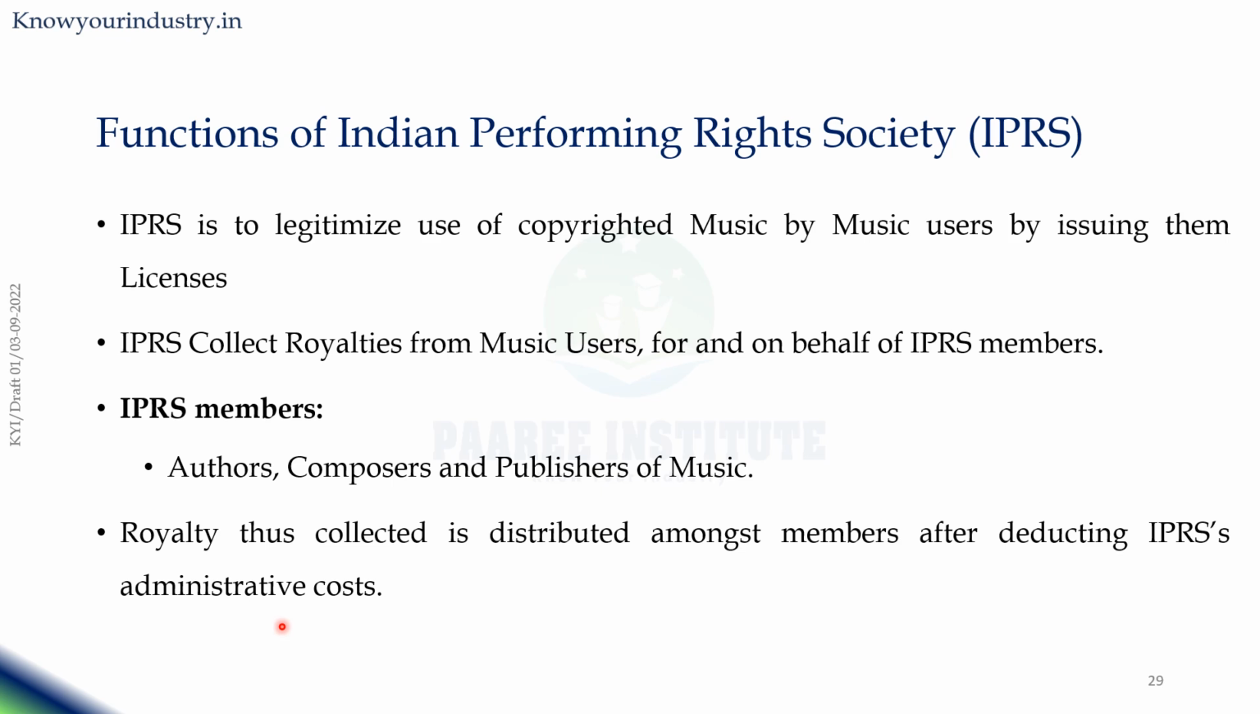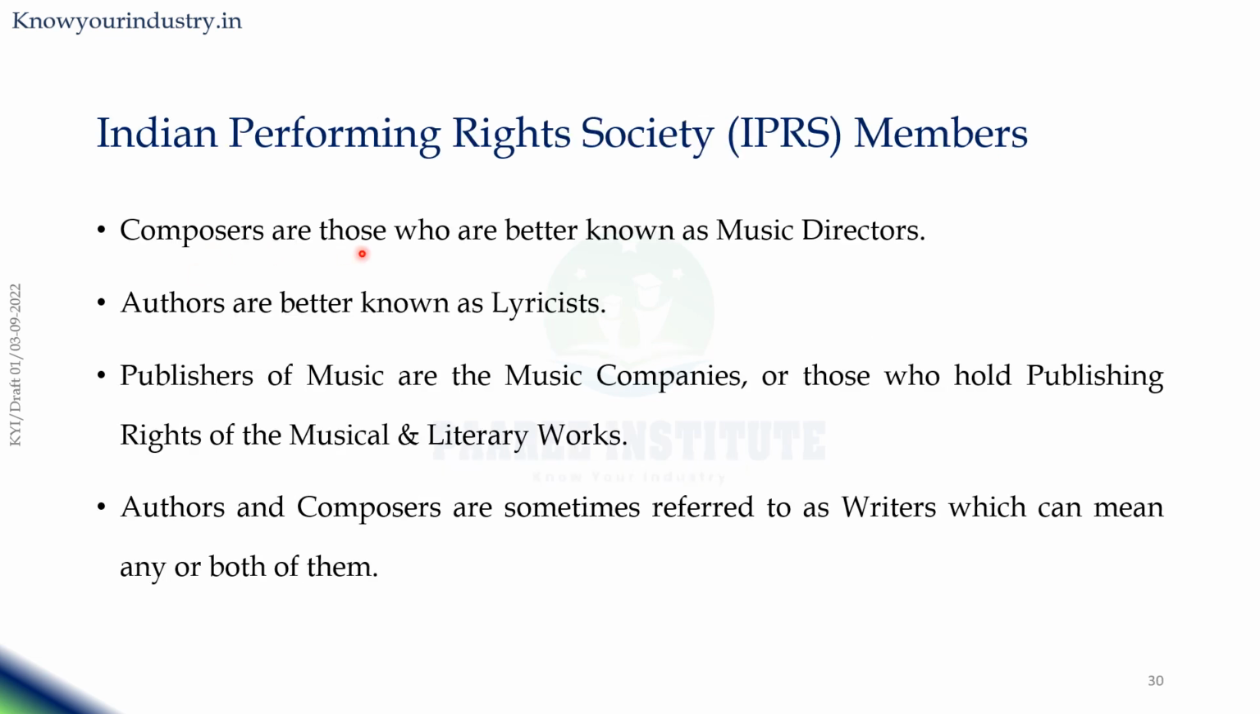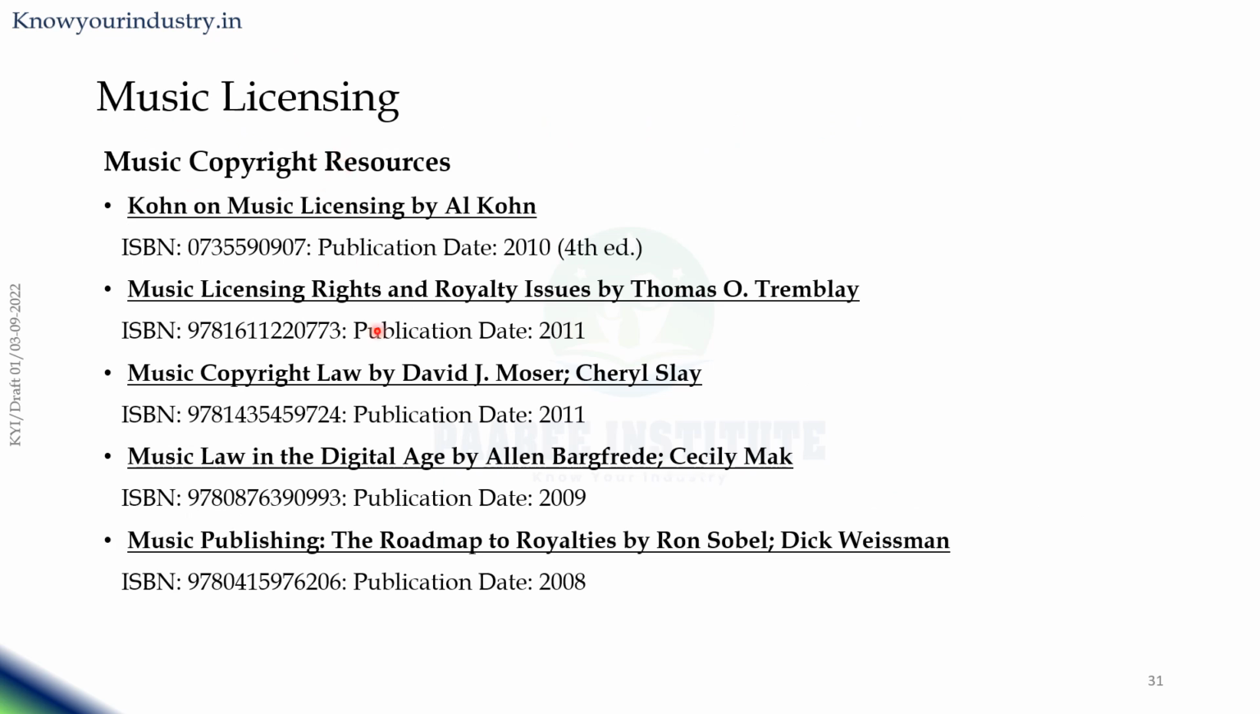Now we need to understand who are authors, who are composers, and who are the publishers of music. Composers are those who are better known as music directors. Authors are better known as lyricists. Publishers of music, or the music companies, are those who hold publishing rights of the musical and literary works. Authors and composers are sometimes referred to as writers, which can mean any or both of them. The present slide shows the list of music copyright owners.